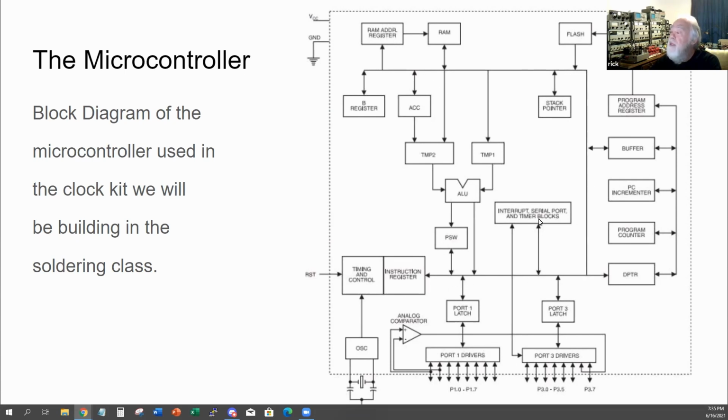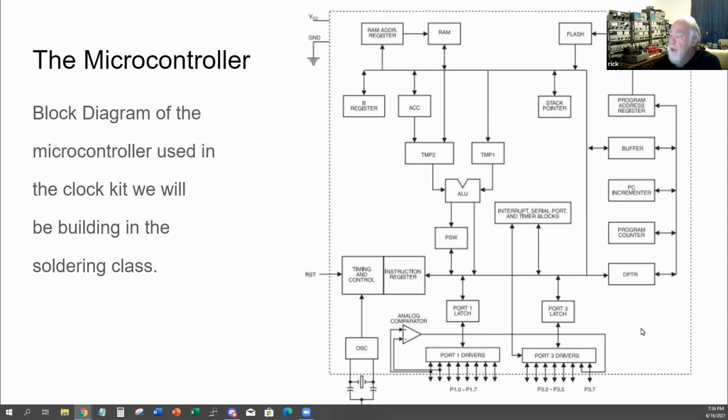All the devices in this computer can communicate with the central system bus. They can write data to it and they can read data from it. So the first instruction comes down here into the instruction register, and this timing and control logic decodes the instruction register to determine what function is to be performed, and it puts out control signals to all the other different components in the microcontroller to cause that function to be executed.